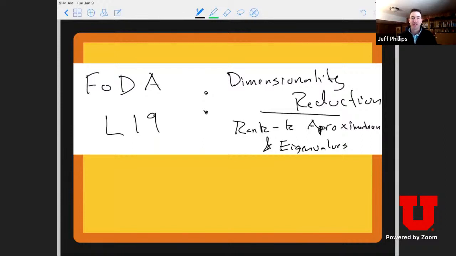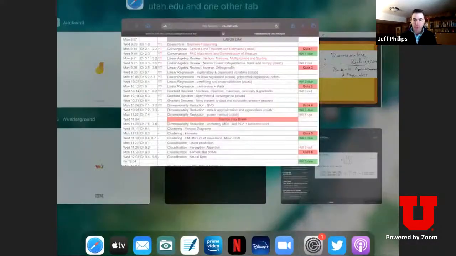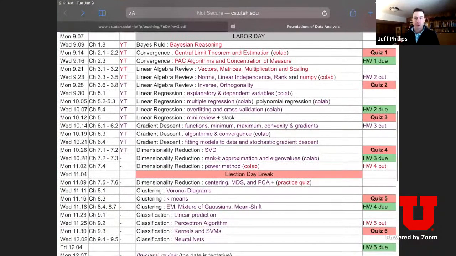It's that point in the middle of the semester where I think there's a lot going on. We're about 2/3 of the way through the semester, and we're talking about dimensionality reduction. I just want to briefly review what's going on in the schedule.